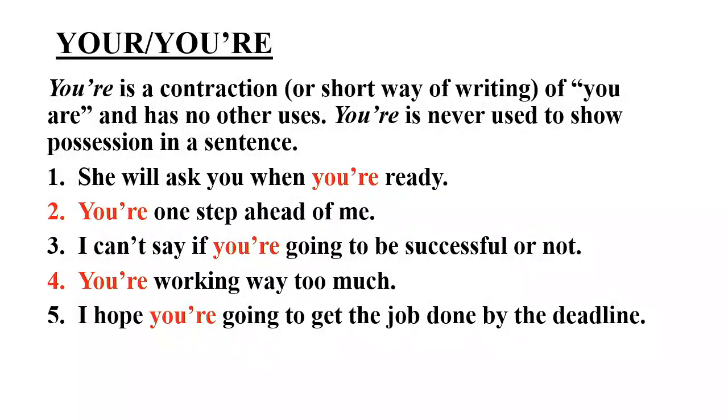Look at this. Your, Y-O-U apostrophe R-E, is a contraction or a shorter way of writing you are. It has no other uses. It simply means you are. You are funny. You are home. You are going to the market or whatever. It's never used to show possession. It's used to show that somebody, you, is going to do something or is in possession of something.